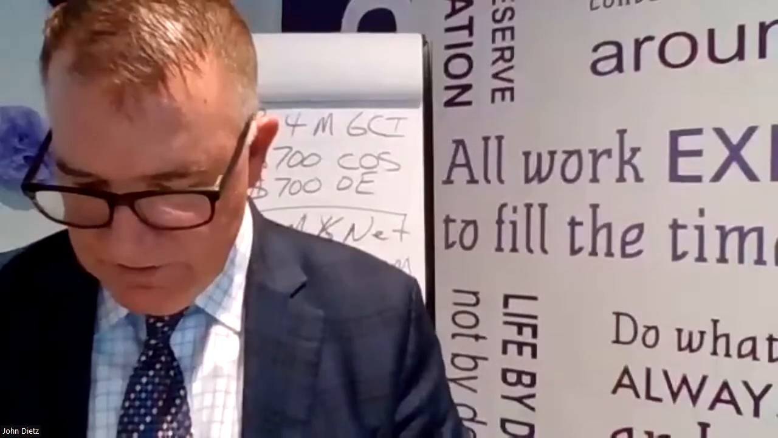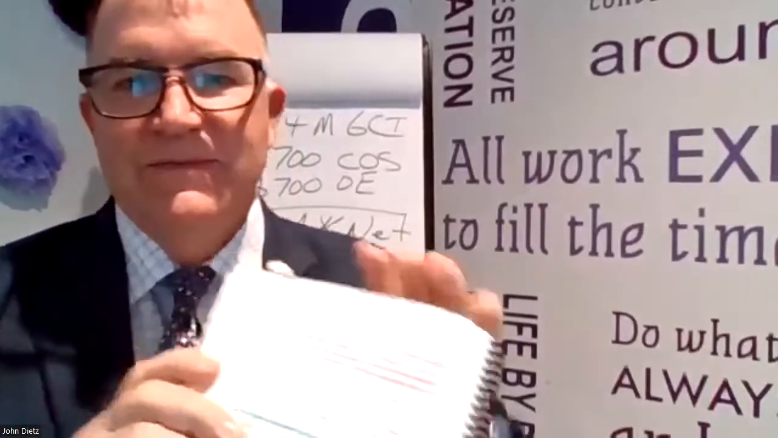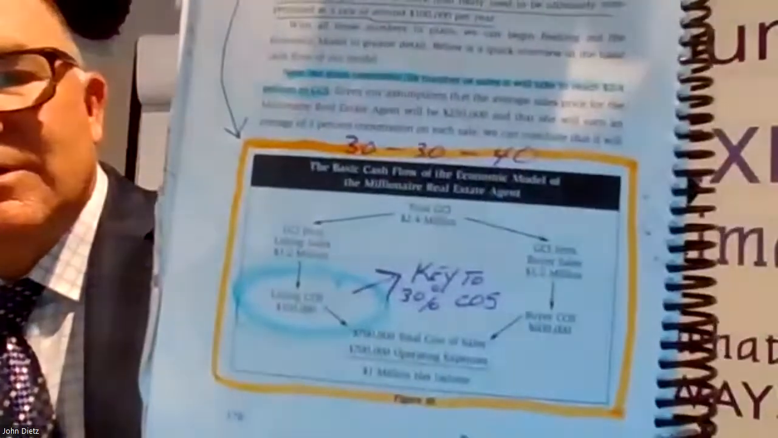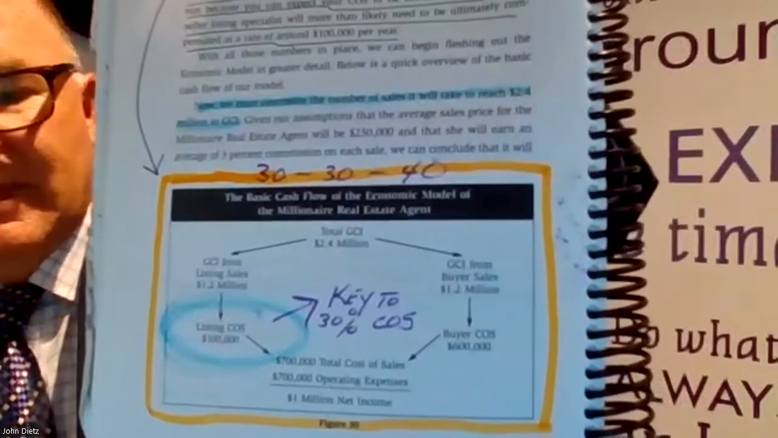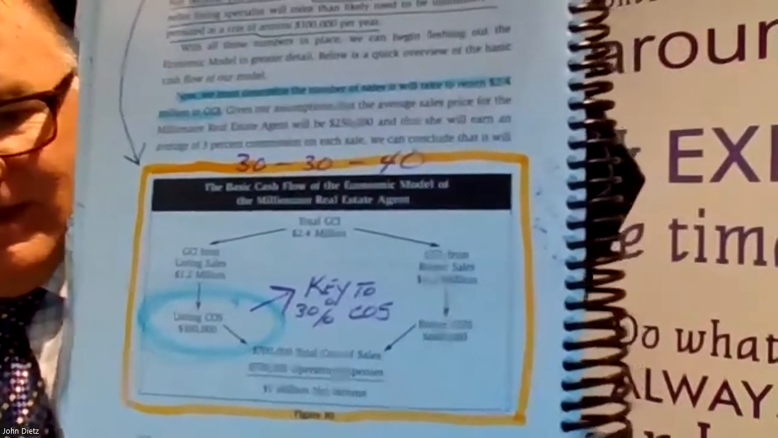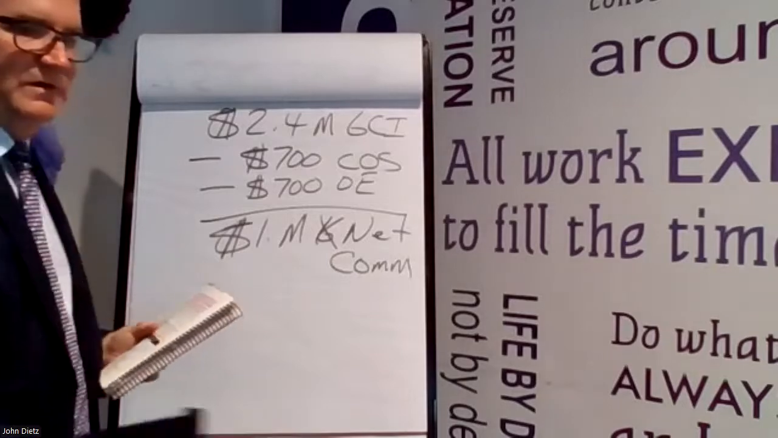Page 178, the basic cash flow of the economic model of the millionaire real estate agent. We're going to close here. So on the pages that I gave you that we didn't touch, that's your homework. And I want you to go to that page. So you're looking at that model at the bottom of page 178. And we're going to slow down for just a moment because this is really important.